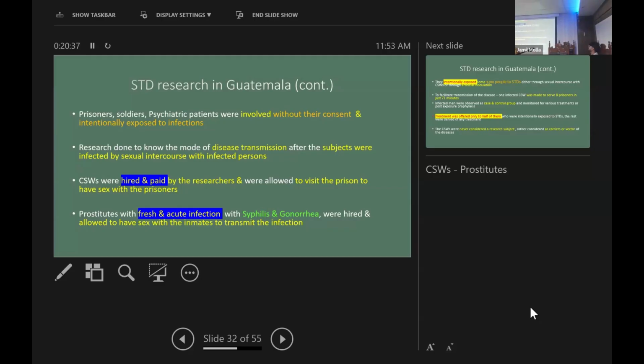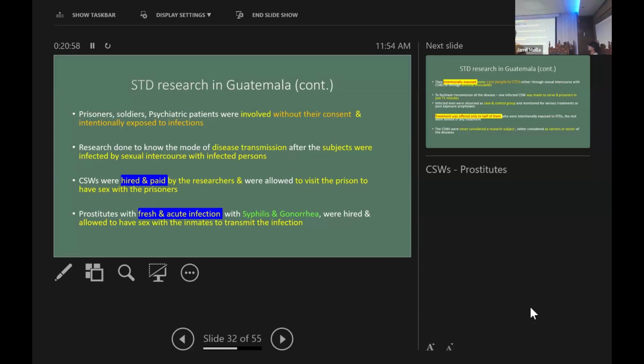STD, syphilis. They were interested to know how the disease is transmitted. So for that, the researchers hired commercial sex workers who were carriers of syphilis or gonorrhea. You know this, possibly you all know this.